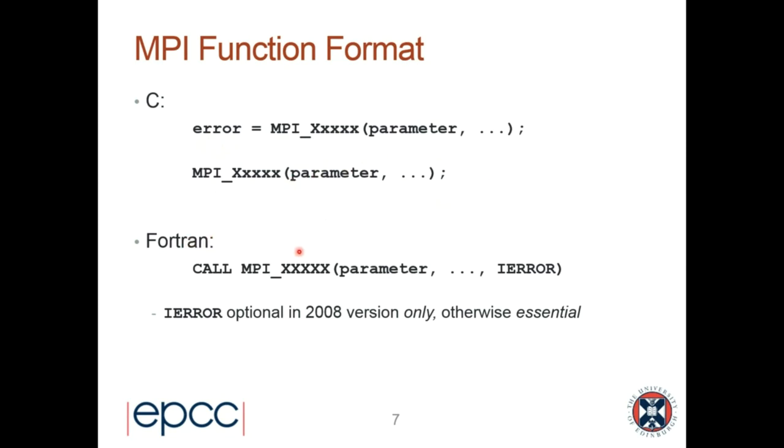In Fortran, for reasons that I've never quite understood, Fortran programmers don't like functions, although they exist in Fortran. They much prefer subroutines. So in Fortran, the error parameter is an extra variable. The difference is the Fortran call, MPI underscore whatever. Fortran is case insensitive, so the capitalization doesn't matter. And there's an extra parameter, which is the error code. You have to supply it, even if you never look at it. In Fortran 2008, the error code is optional, but we'll be using the slightly older Fortran 90 interface, so you have to provide it.